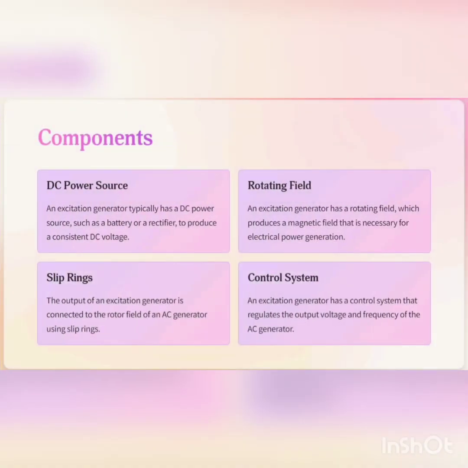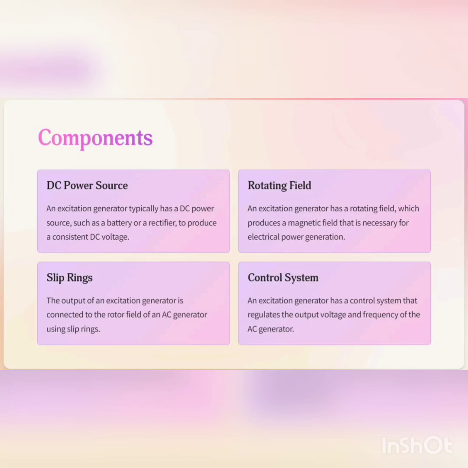The first component here is the DC power source. An excitation generator typically has a DC power source, such as a battery or a rectifier, to produce a consistent DC voltage. And the second thing is the rotating field. An excitation generator has a rotating field which produces a magnetic field that is necessary for electrical generation.